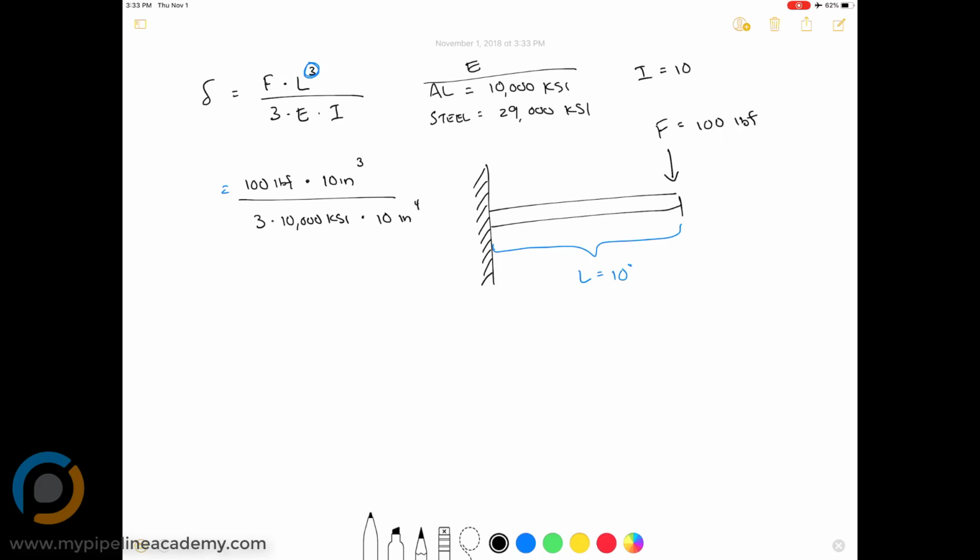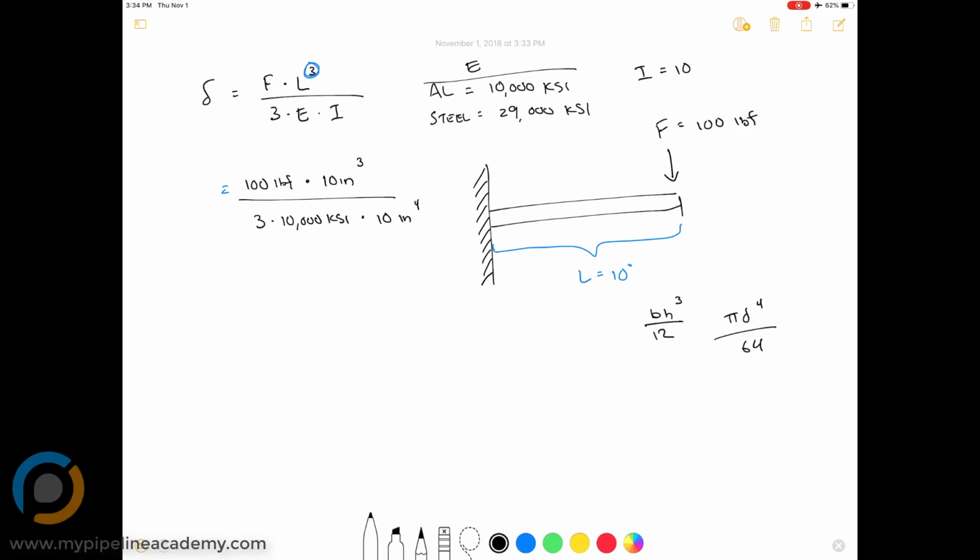Because our moment of inertia is either bh cubed over 12 or pi d to the fourth over 64. Hopefully I've got that right. Yeah. So b and h are both distances.